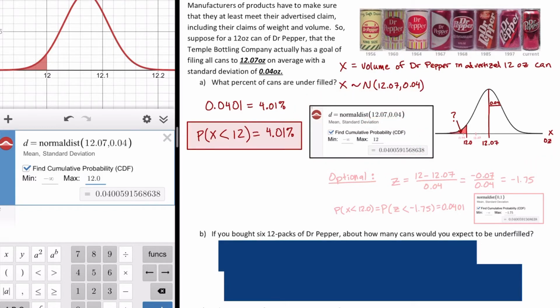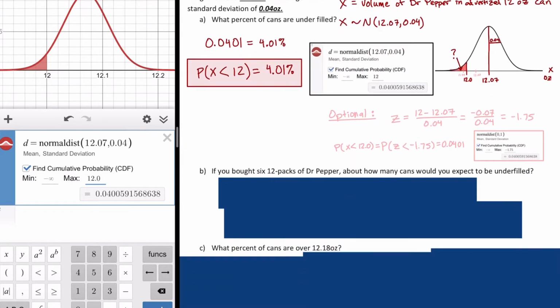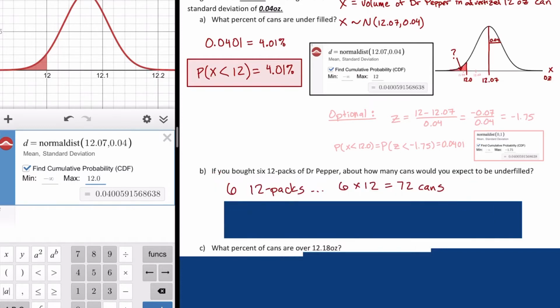All right, so just a follow-up question with this. If you were to buy 6 12-packs of Dr. Pepper, about how many cans would you expect to be underfilled? So, well, if I bought 6 12-packs of Dr. Pepper, just how many cans is that? Well, I would just do multiplication. 6 times 12, that's 72 total cans of Dr. Pepper. Yay me, lots of Dr. Pepper. And then what percentage of those are underfilled?